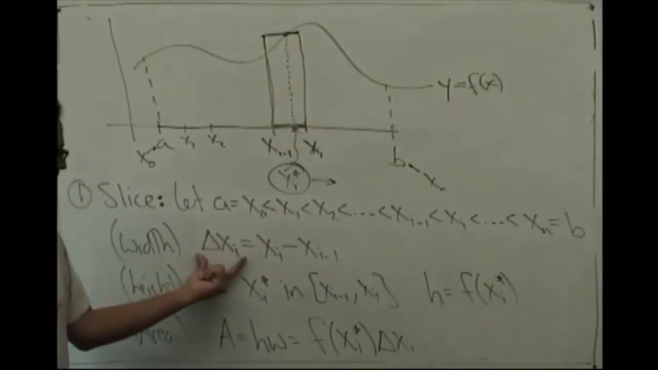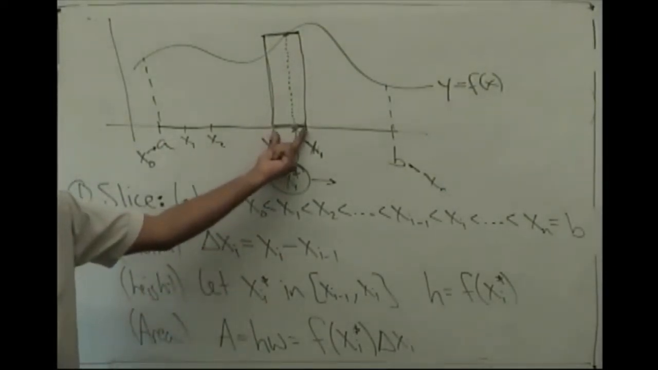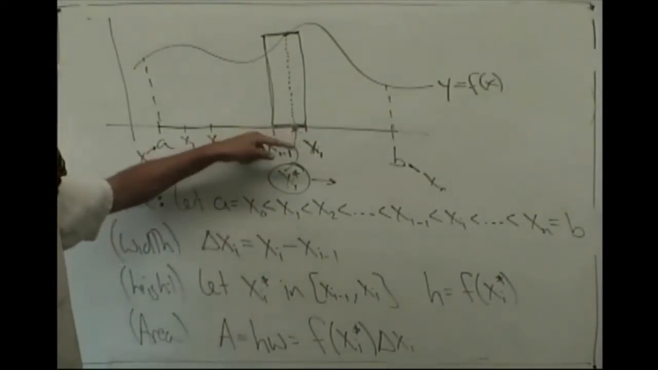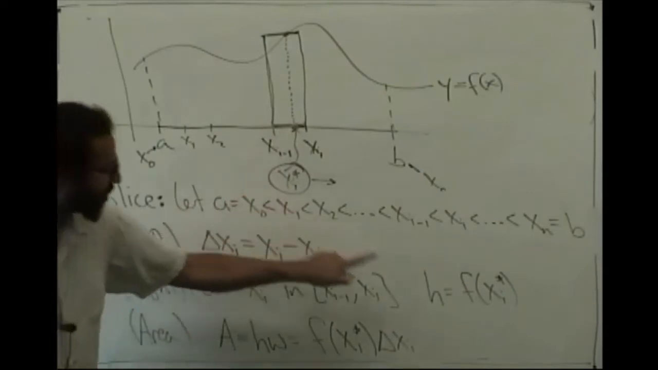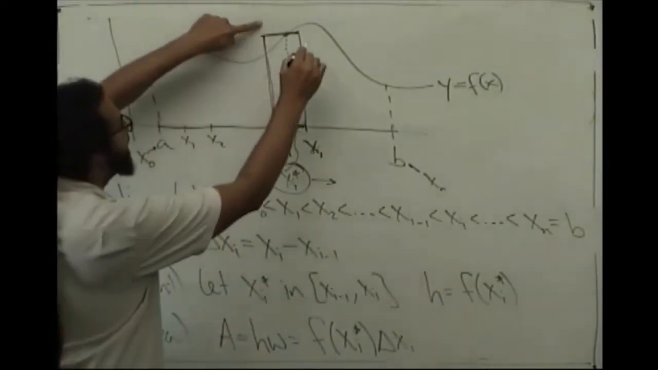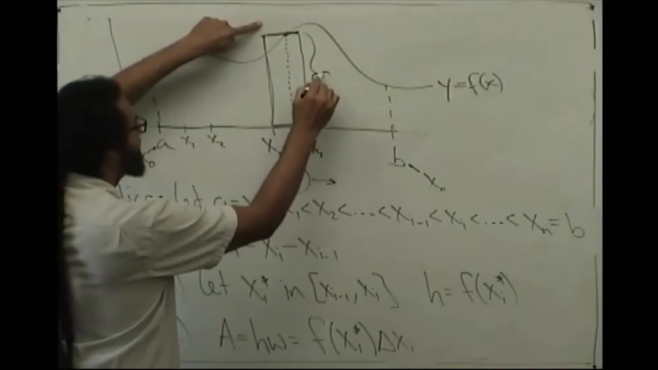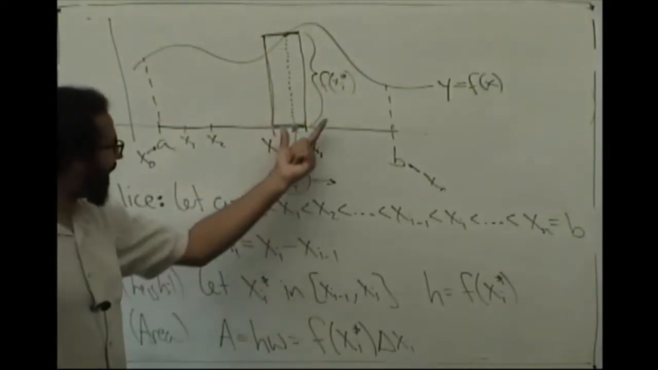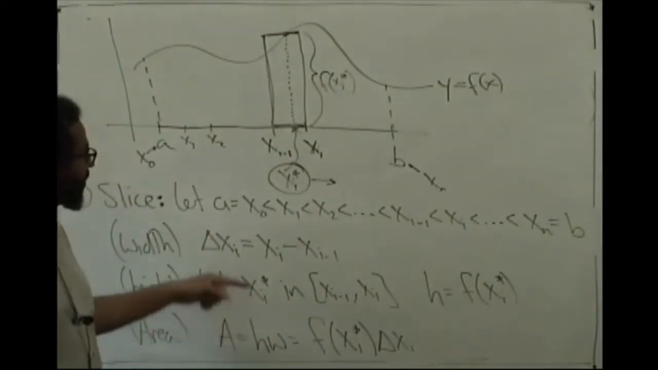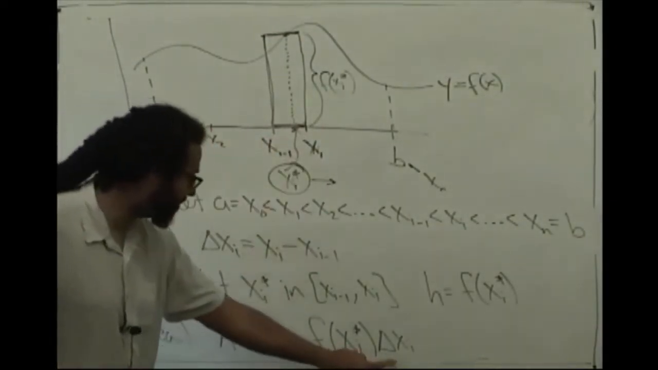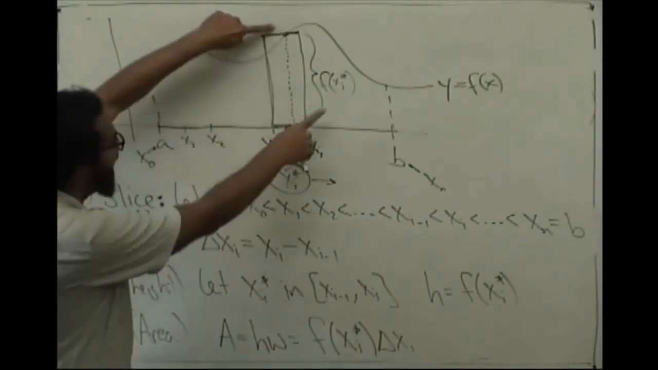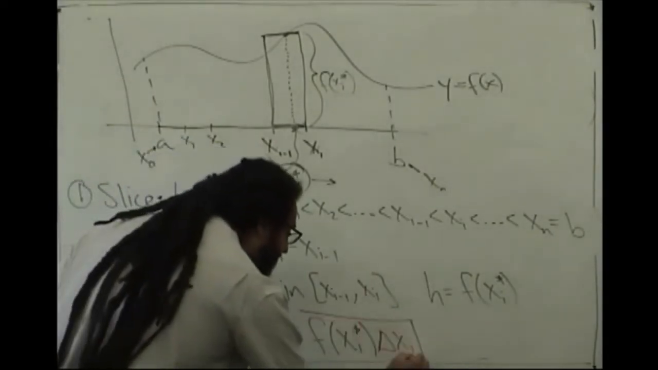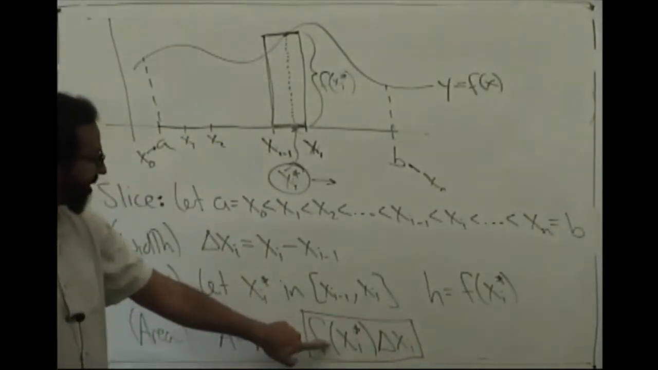Right, so far we've got the width, delta x sub i, whatever that happens to be. We've got the height. Choose some sample point in the ith subinterval, plug it into the function. That's going to be the height of this rectangle. And so now what's the area going to be? Well, it's just the width, delta x sub i, times the height, f of x sub i star. So here is an expression for the area of the ith rectangle.